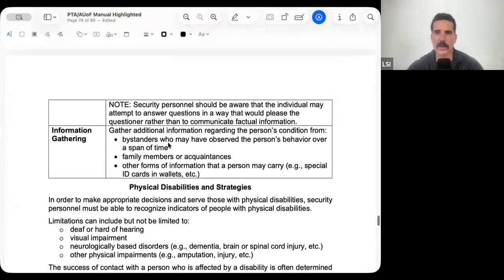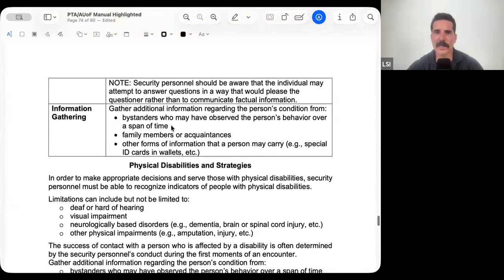All right. Note, security personnel should be aware that the individual may attempt to answer questions in a, we're going to highlight this whole thing if we can. All right, let's try that. Highlight that. Wait, did that work?